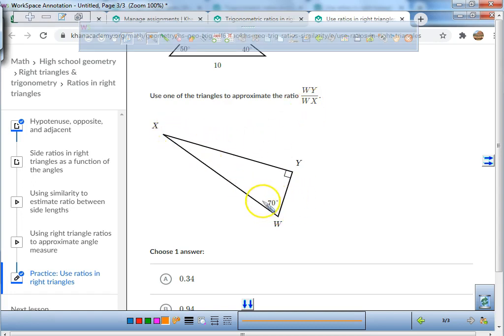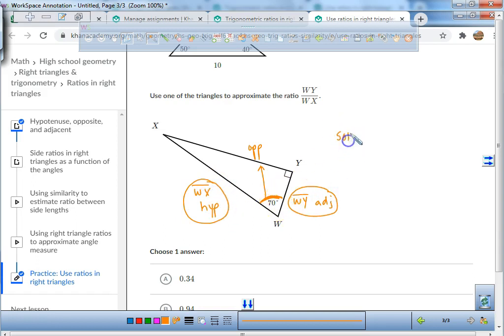So right now, here's my angle. There's 70 degrees. All right? Here's WY. I'm going to put that's my WY. This is my WX right here. So right now, if I use the 70 degrees, what side is this? This is my opposite side. This is my adjacent side, and this is my hypotenuse. So what am I comparing? I'm comparing my adjacent side with my hypotenuse and the 70 degrees.